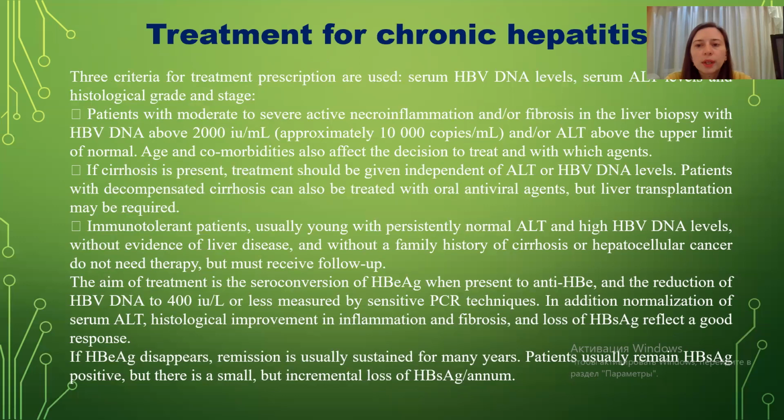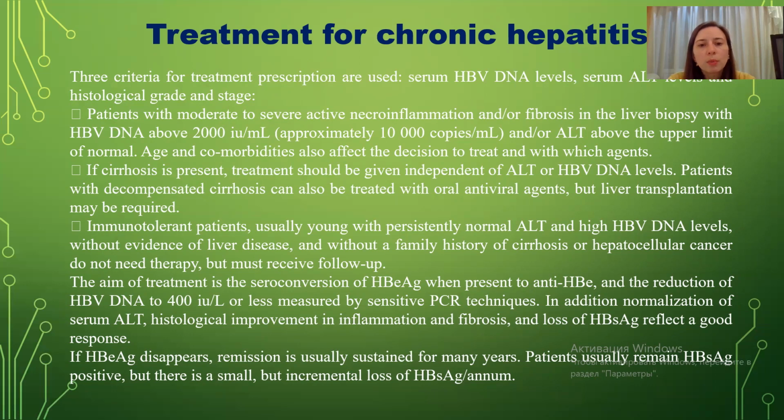And treatment for chronic hepatitis B. Three criteria for treatment prescription are used: serum HBV DNA level, serum ALT level, and histological grade and stage. Patients with moderate to severe active necroinflammation and/or fibrosis in the liver biopsy, with HBV DNA above 2000 international units per milliliter and/or ALT above the upper limit of normal.